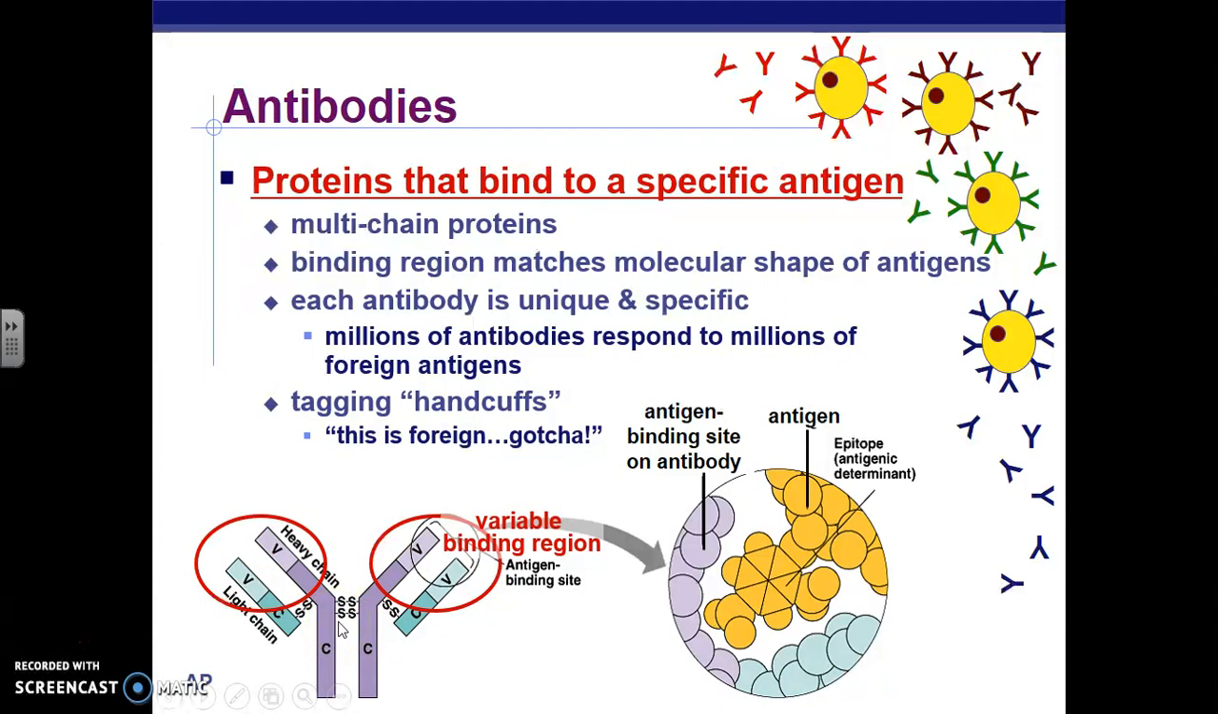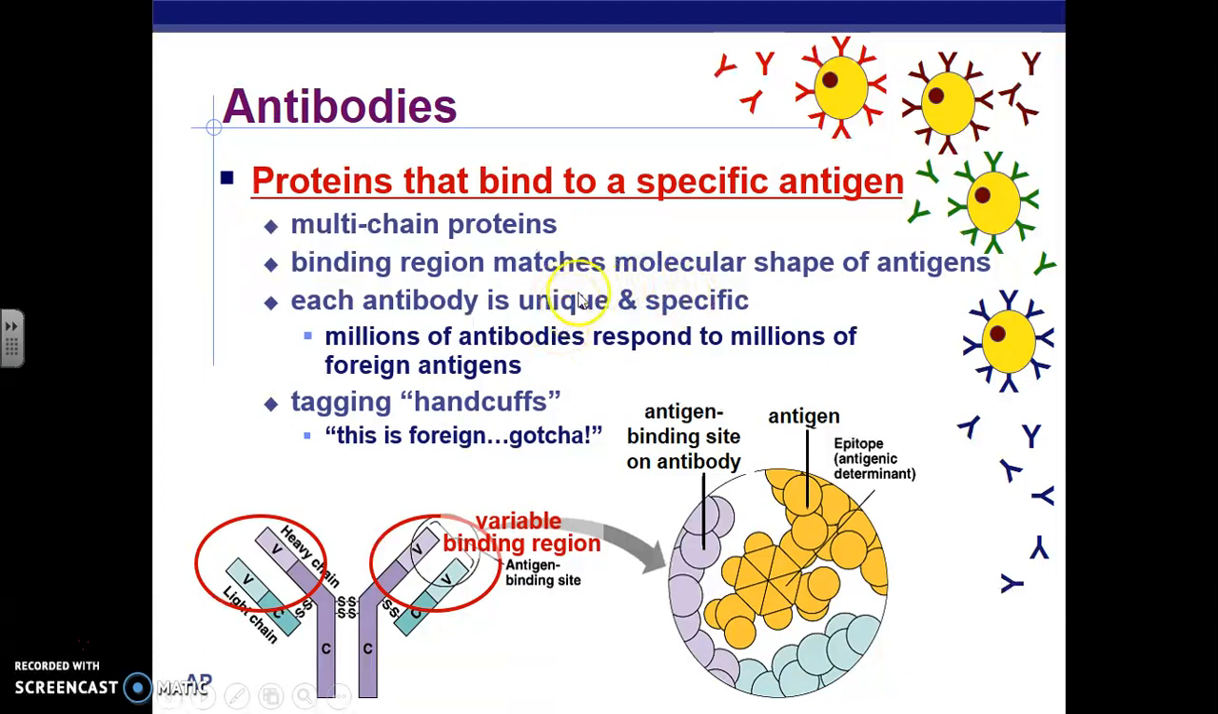It is kind of like it sounds. The variable region is different on every antibody, and the constant region is the same. This part of the constant region over here is the part that inserts in the cell membrane of the B cell. The variable region is the region that binds to the antigen. In some ways, the variable region is kind of like an enzyme. It has a specific molecular shape that matches and can bind to the antigen. Each antibody that B cells make is unique and specific.